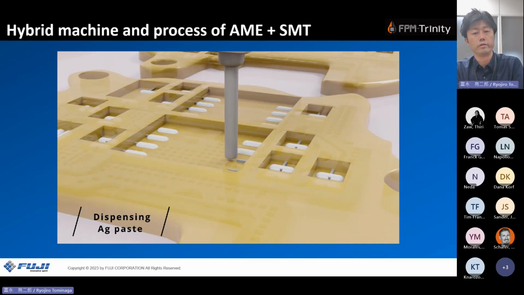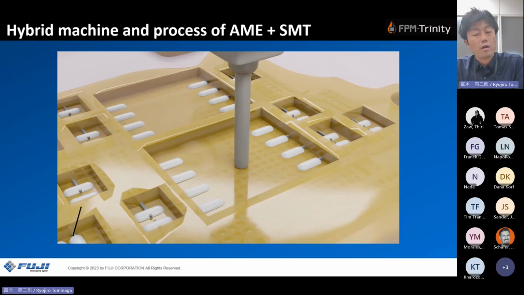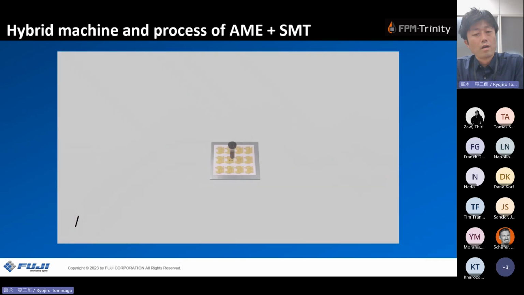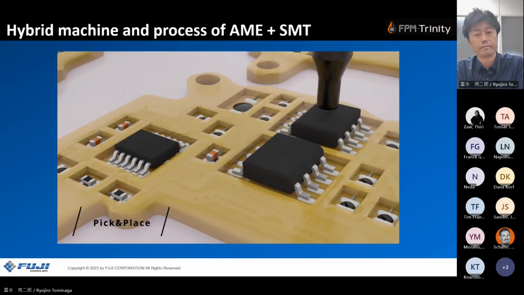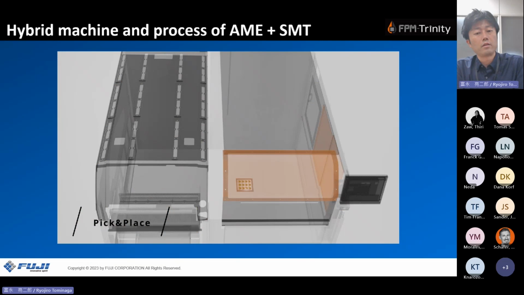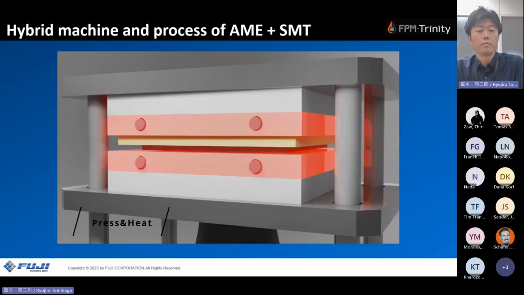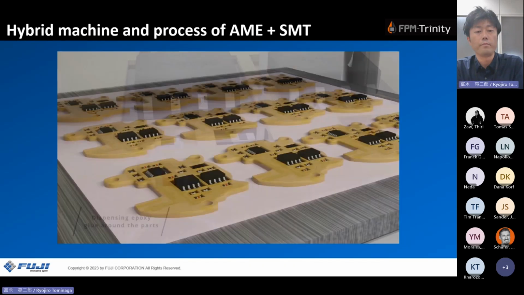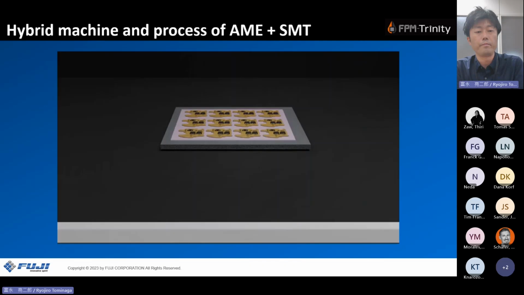And after that, we print epoxy glue at the central point of the part placement. After that, the pallet moves to the left side for pick and placement of the component, and returns to the printing area. In the printing area, we have a press heater. By that, with compression and heating, parts will be fixed well. And the final process is side filling and curing. So those are the processes in our machine.